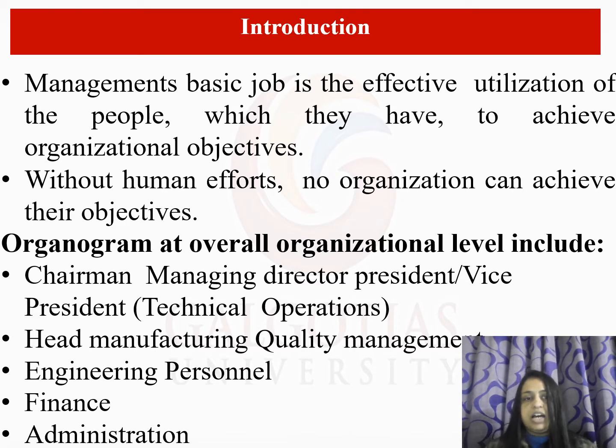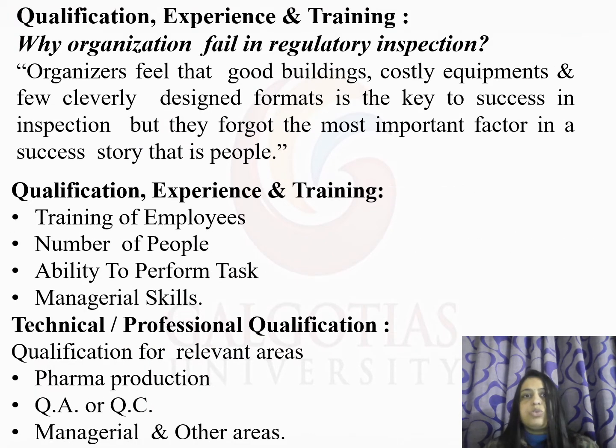First of all, here we are going to discuss the organogram at the overall organization level. It includes the chairman, managing director, president, vice president, who will be technical operations. Secondly, manufacturing, quality management, engineering, personnel, finance, and administration. Next, quality, experience, training: why do organizations fail in regulatory inspection? When an organization feels that a good building, costly equipment, and a few cleverly designed formats are the key to success in inspection, they forget the most important factor in a success story, that is people. People are engaged in various activities, and if they do not perform well, then there will be no overall profit.